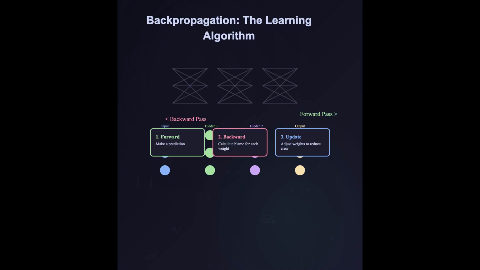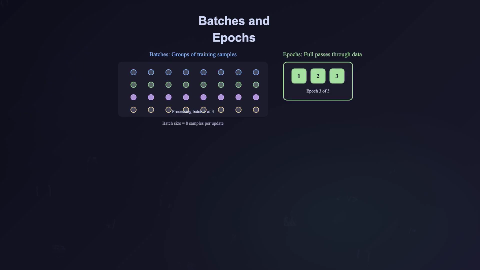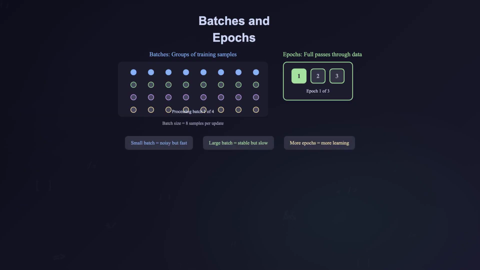Without backpropagation, deep learning wouldn't be practical. It lets us train networks with millions of parameters. In practice, we don't train on one example at a time or the entire dataset at once. We use batches. A batch is a subset of your data, maybe 32 or 128 examples. We calculate the loss and gradients averaged over the batch, then update weights. This is called mini-batch gradient descent. Why batches? Using one example is noisy. Gradients bounce around too much. Using the whole dataset is slow. Batches balance noise and efficiency.